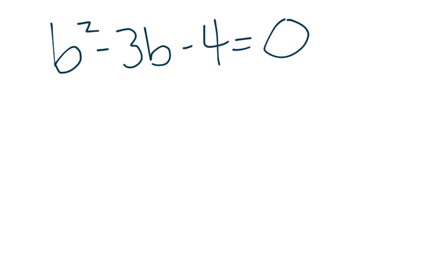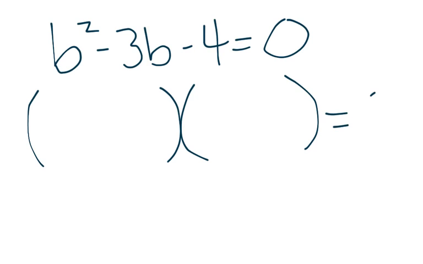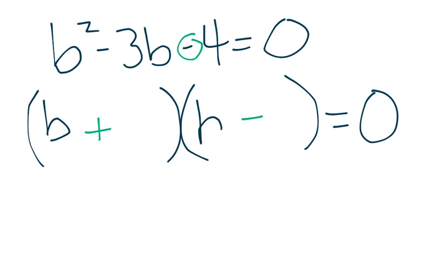Now we want to factor this trinomial. Okay, so we're looking for two numbers. Since this is a negative number, we know we have 1 plus and 1 minus, and we have a b and a b. So we're looking for two numbers that multiply to equal negative 4 and add to equal negative 3. So what we're going to end up with is negative 4 and positive 1, because 1 times negative 4 is negative 4, and negative 4 plus 1 is negative 3.